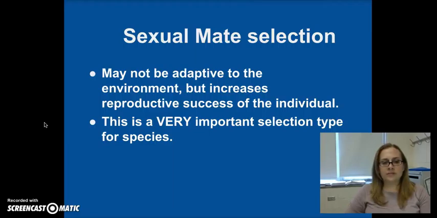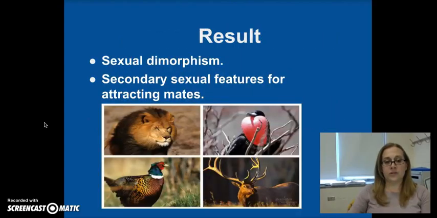Sexual mate selection may not actually be adaptive to the environment, but it increases reproductive success of the individual. And this is actually a really important selection type for species. And it results in what's called sexual dimorphism, the differences in secondary sexual features between males and females. So we have a couple diagrams here. You've got the big mane on a male lion, or the large antler rack on a buck. Those are secondary sexual features, and they're used to attract mates.